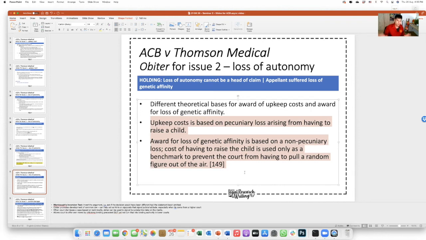But again, like I said, all these don't relate to the direct question as to whether or not the appellant ought to be compensated for a loss in genetic affinity, because they don't relate to this direct question. They are obiter, right, and not ratio.